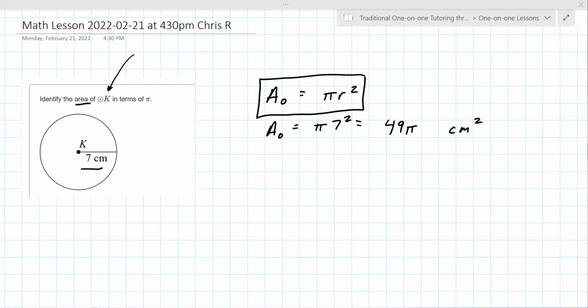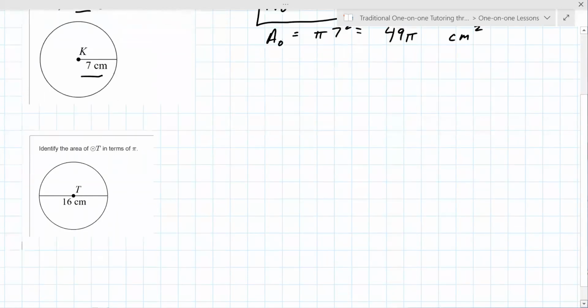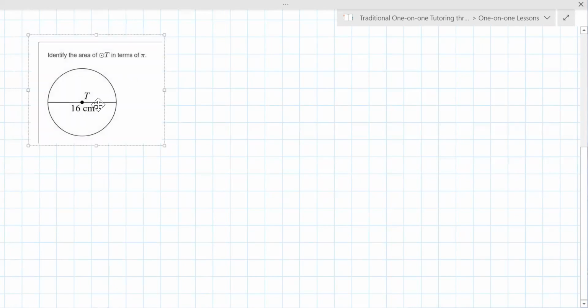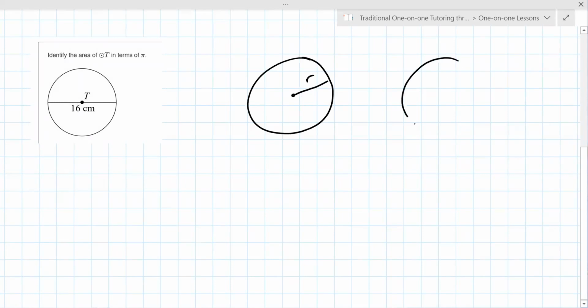So here's a really similar problem. I'm going to snip this in. This time though, they don't give you the radius. Do you remember what it's called when you go all the way across in a circle? Circumference. Circumference is actually going all the way around. This is going across. Oh, that's the diameter. Sorry, when you said all the way around, I was thinking of the circumference.